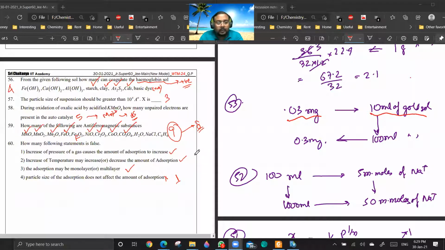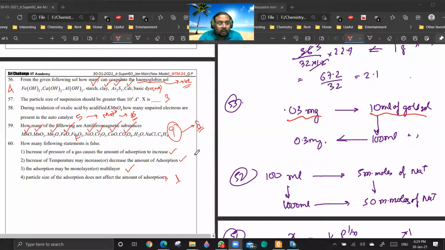I think I gave you people the list of all positively and negatively charged sols, so you can do 56 based on that. Acidic dyes will be negatively charged sols. Hemoglobin contains Fe2+, so it is a positively charged sol. Okay.